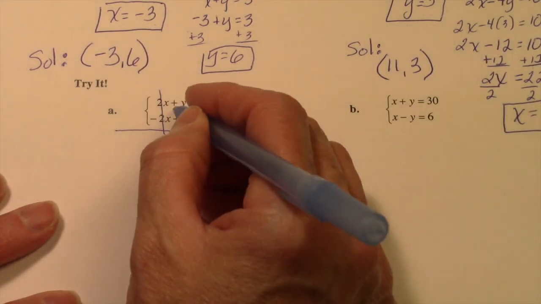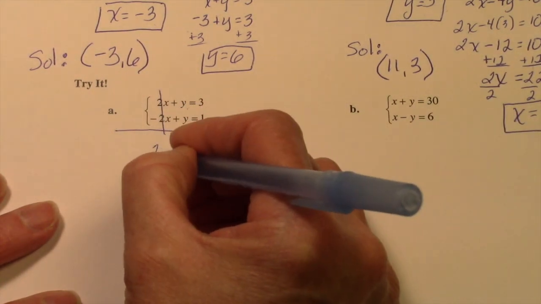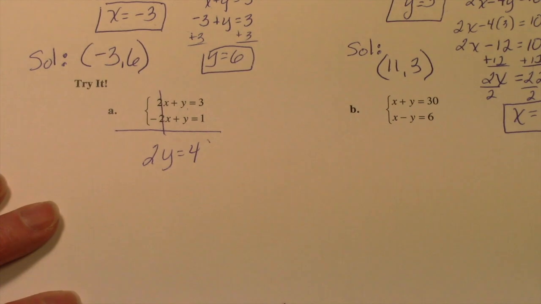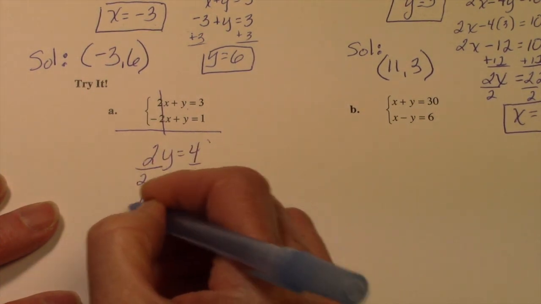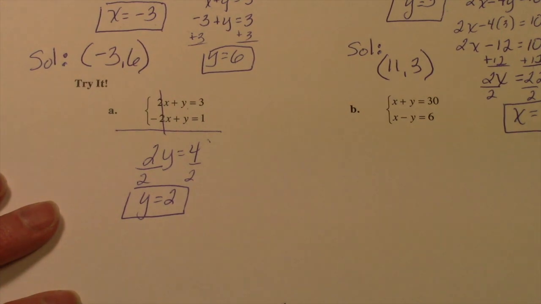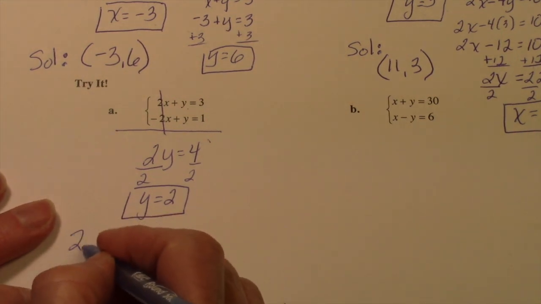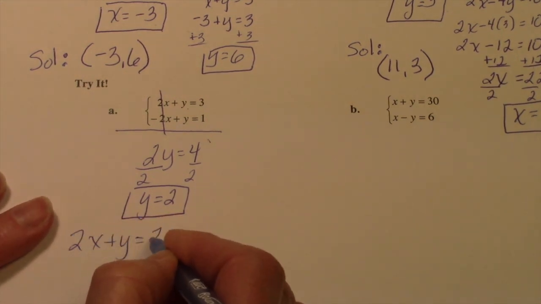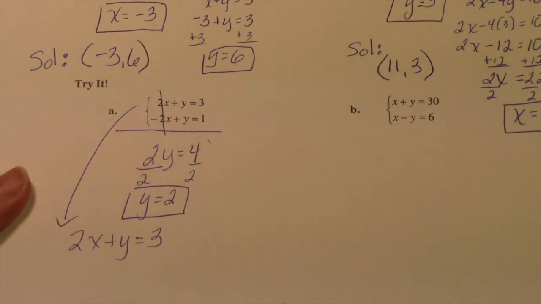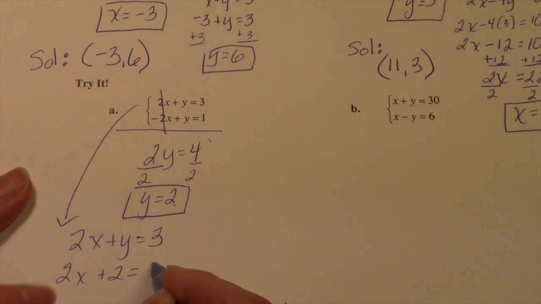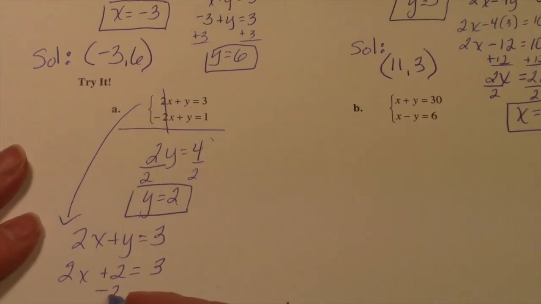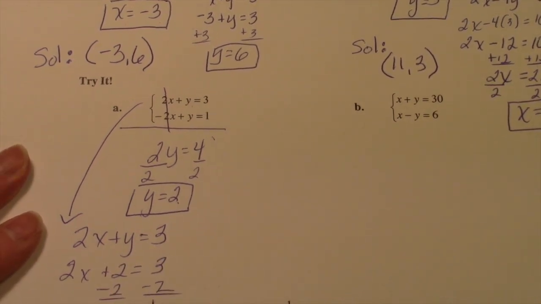So they eliminate. I add up the y's. This makes 2y equals 4. So nice. Divide by 2, divide by 2. Y equals 2. Go back to one of the equations. 2x plus y equals 3. So I took the top one. And I'm going to put y is 2. Put it in there. 2x plus 2 equals 3. Subtract 2, subtract 2. I get 1 over here. So 2x equals 1.